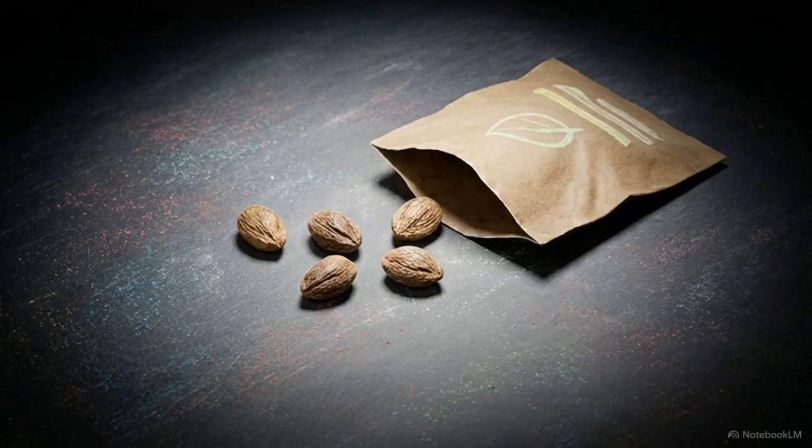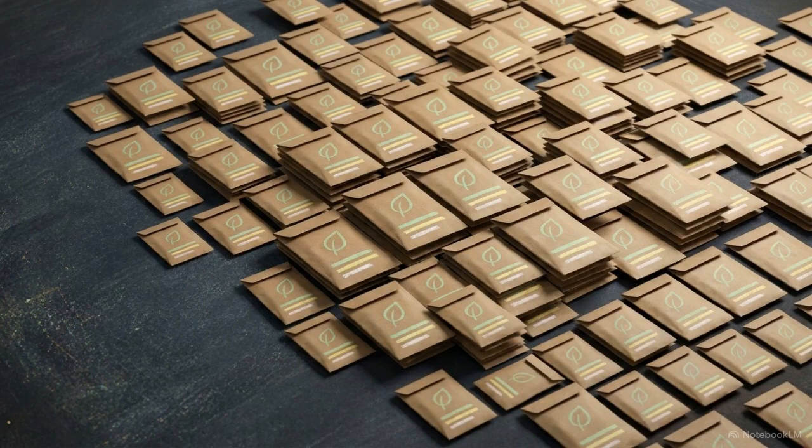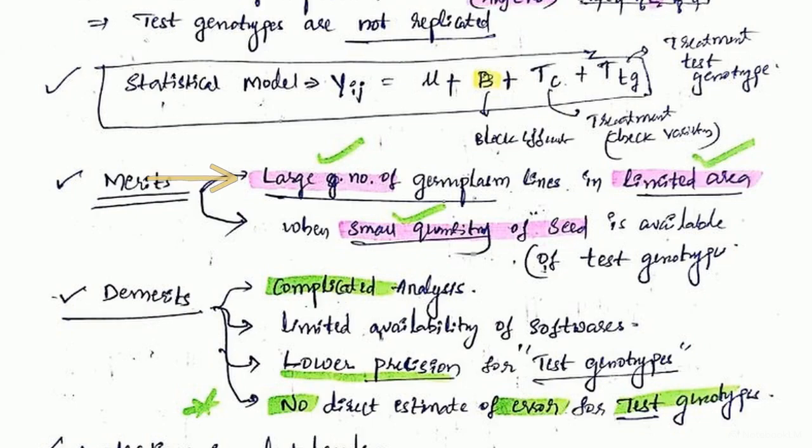That leaves our third and final question. Do you actually have enough seeds to perform standard replications? In early generation screening, breeders regularly have hundreds of different germplasm lines, but perhaps only 5 to 10 seeds of each. When standard replication is impossible, this page points to the Augmented Design.